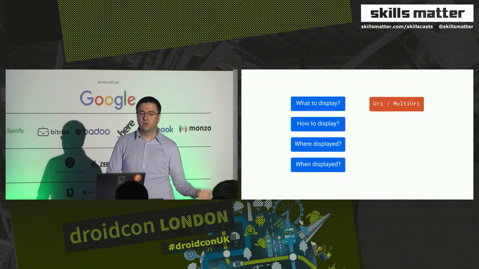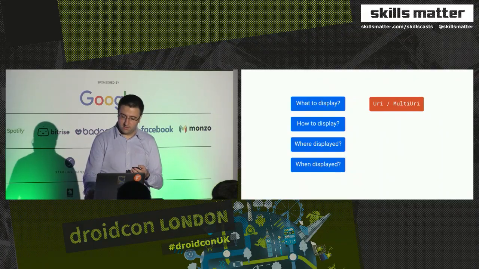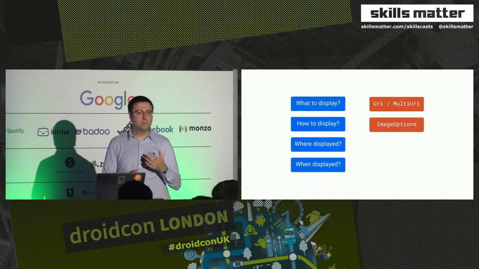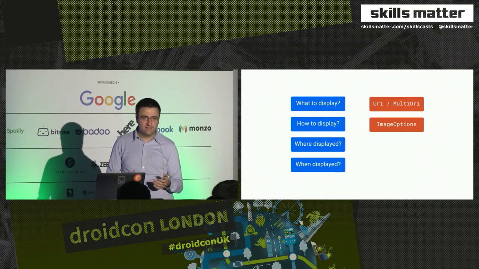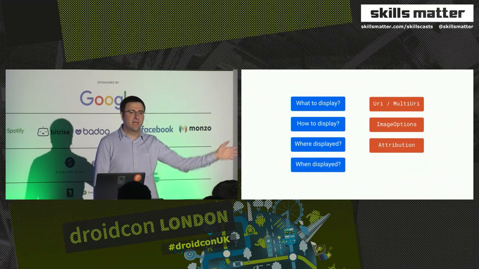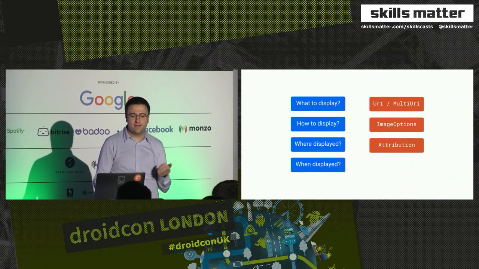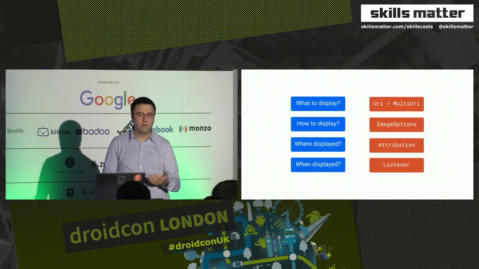We also have a feature called multi-URI, where you can specify a set of URLs. You're going to see an example later. For how to display, we added a new object called image options, which is basically similar to a style, an image style. For when it's displayed, we keep the attribution that we discussed before. It's just an object. You can have any metadata. And we also have listeners so that you can be notified when something happens.